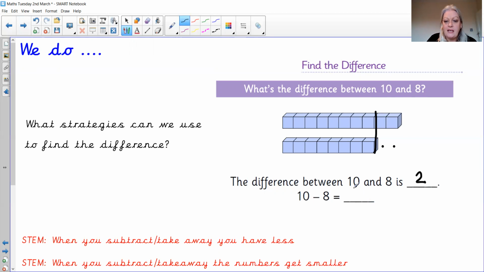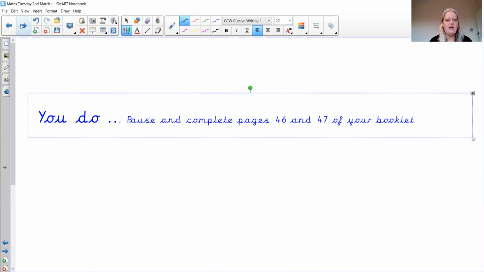Now, you should have screamed at me and said, Mrs. Burton, I know that. It's a number bond. We know that 8 and 2 make 10. I would like you just to pause and complete a few more of these examples in your booklet, pages 46 and 47. And then come back.